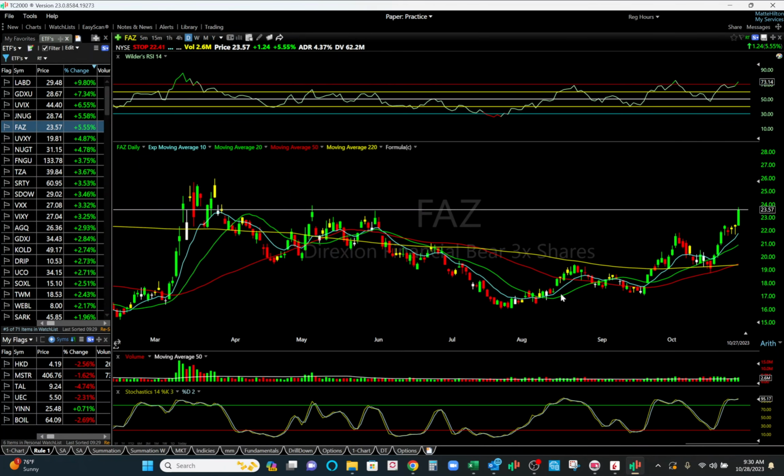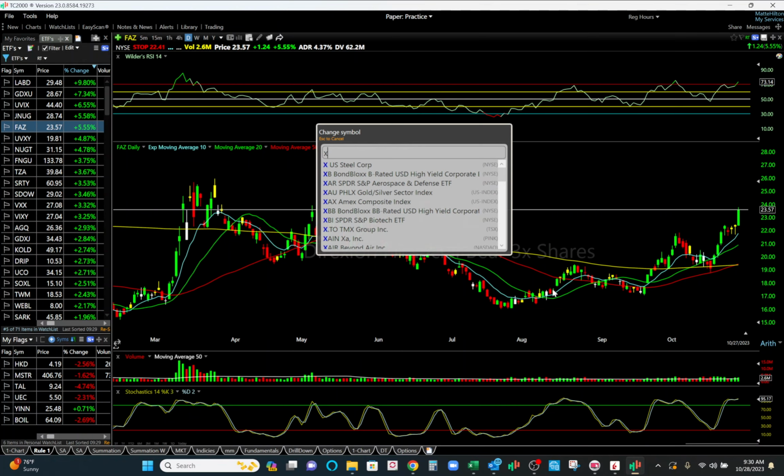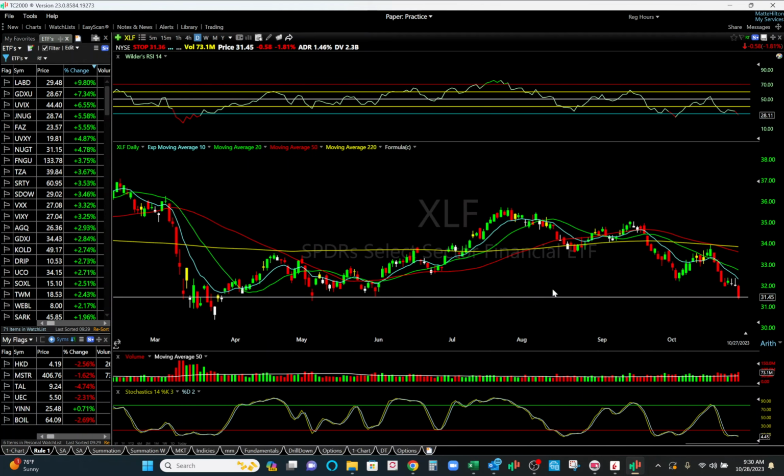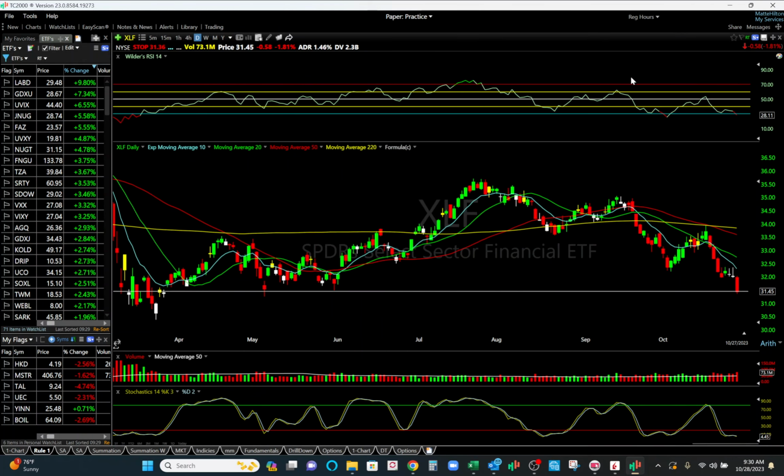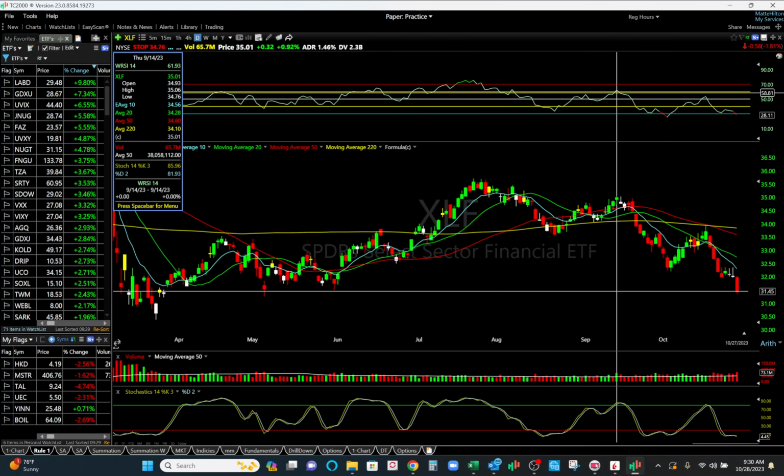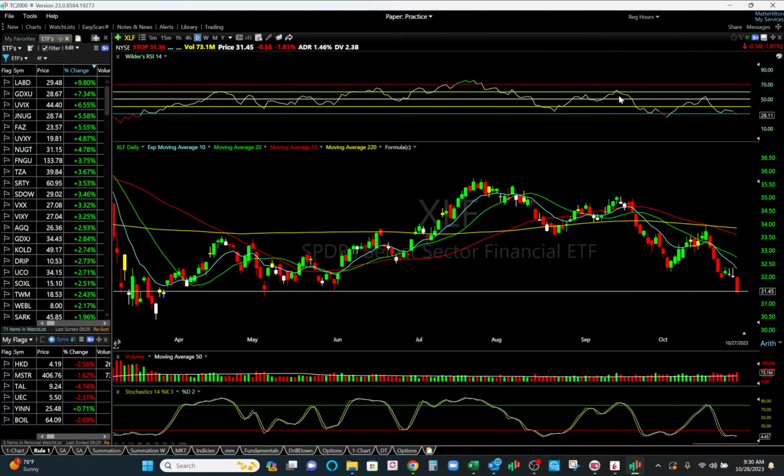FAZ, this is the inverse to bank stocks. Let's show XLF. Here's the bank ETF. It starts the downtrend here, goes up, peaks one peak above 60. If it just pokes its head up, that's not a change in trend. It's got to kind of hang out there a little bit. Like through here, it hangs out here for a few days. This is a change. 3-4 days in the uptrend, pulls back.